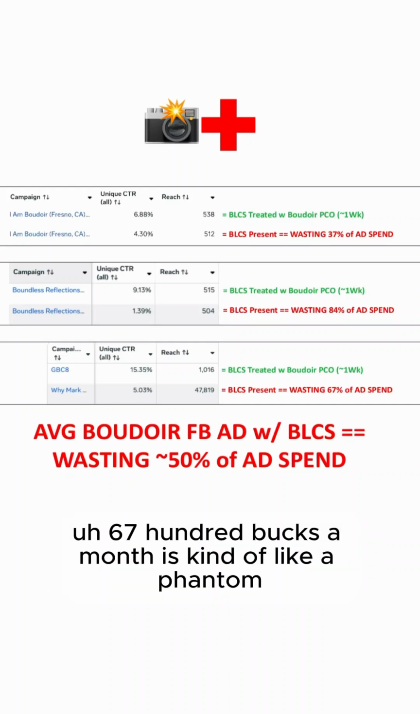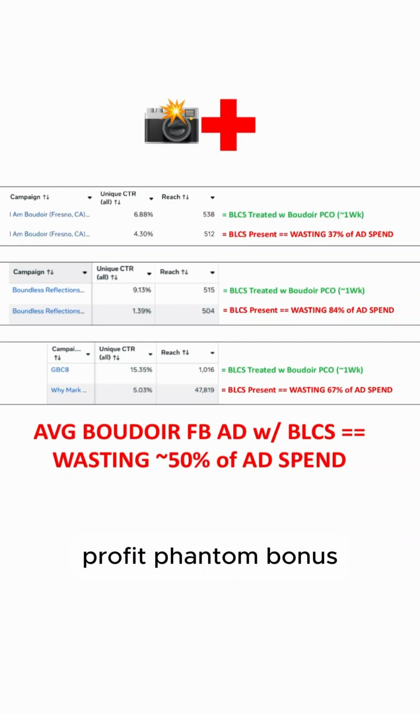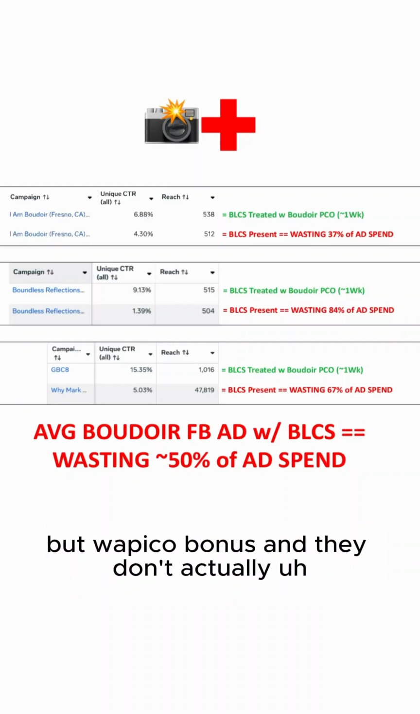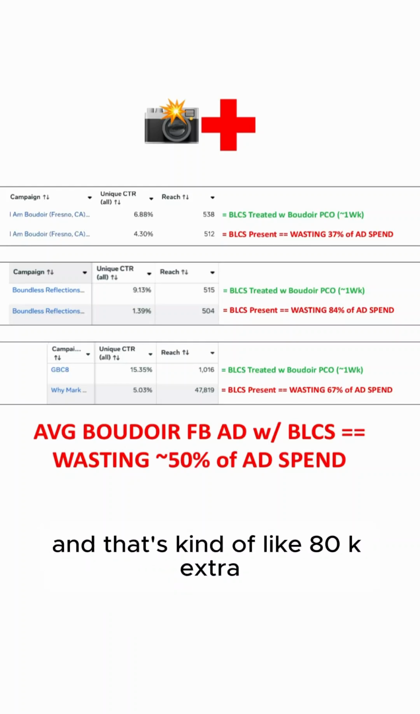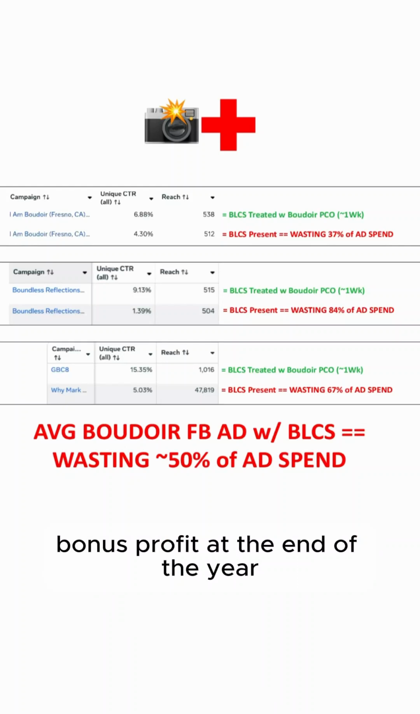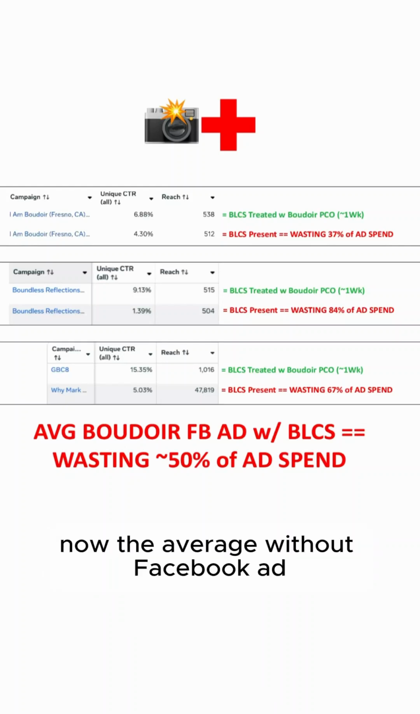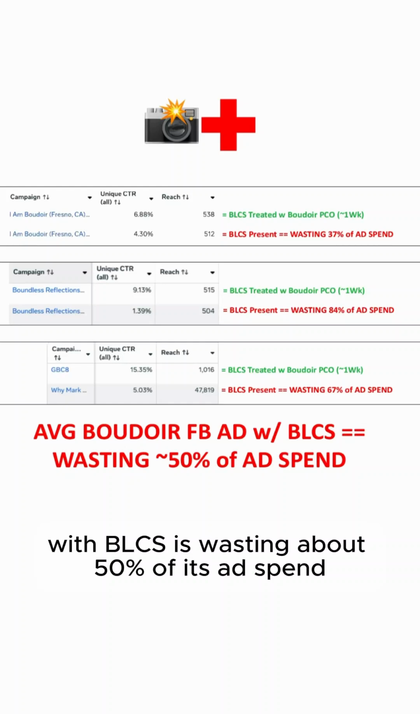6,700 bucks a month is kind of like a phantom profit, a phantom bonus, a Boudoir Pico bonus, and they don't actually need to do any extra work. That's kind of like 80K extra bonus profit at the end of the year. Now, the average Boudoir Facebook ad with BLCS is wasting about 50% of its ad spend.